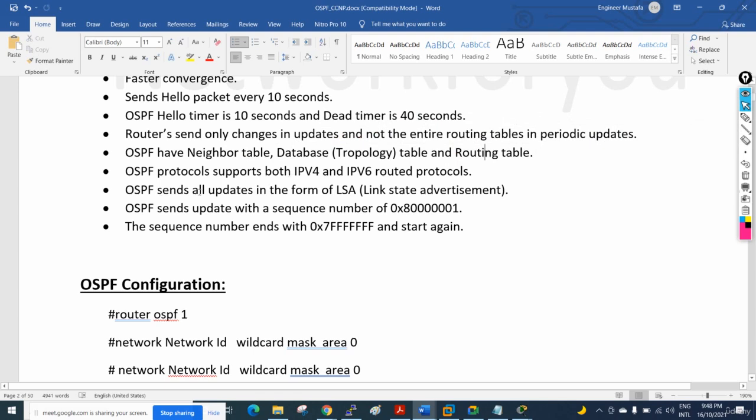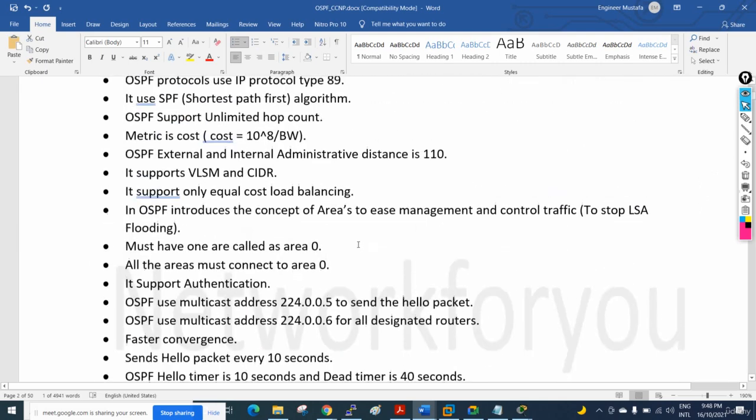And OSPF sends all updates in the form of LSA, link state advertisement. And they are using a sequence number. They will start from here, and whenever there is any update they will increment by one, like here 1, then 2, 3, like this till it reaches this number. After that again they will reset and start from here. So this is the theory about OSPF.